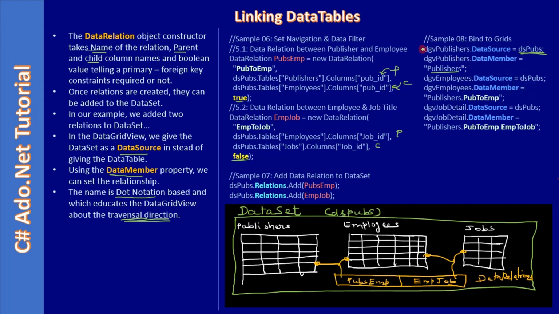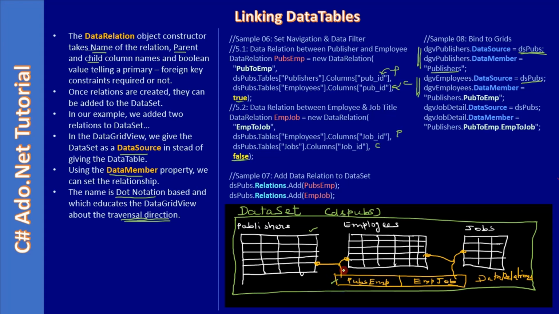First we gave the data source for the data grid view publisher. Next we are talking about the employee data grid view. In that we set the dataset. After that, in the data member we are giving publisher. Publisher is our data table name, dot pub to emp. Pub to emp is the relationship name, right? So for the employee, we tell the publisher as well as the relation.